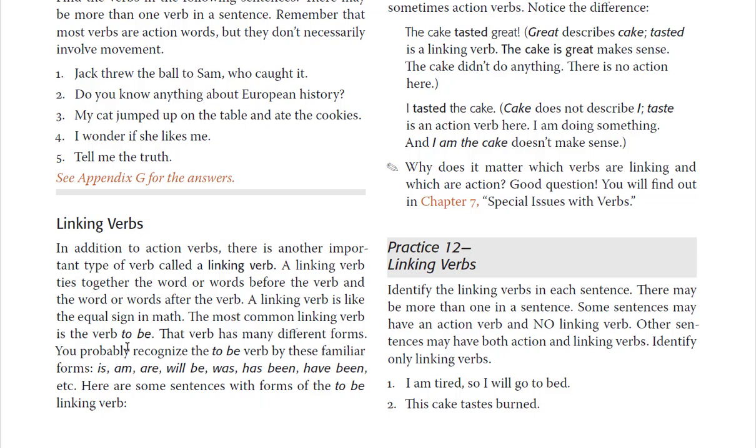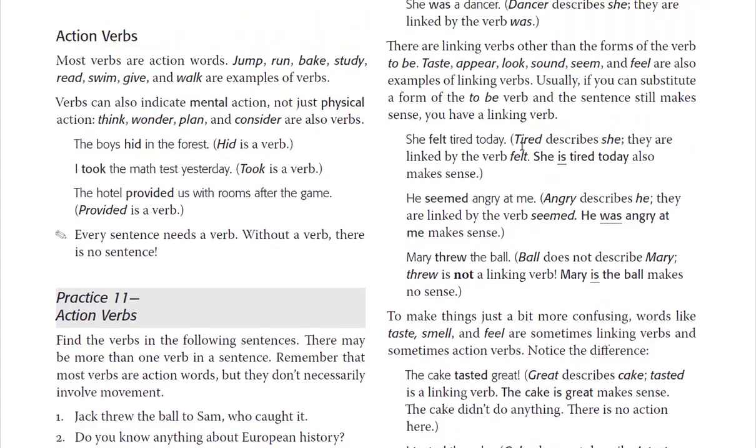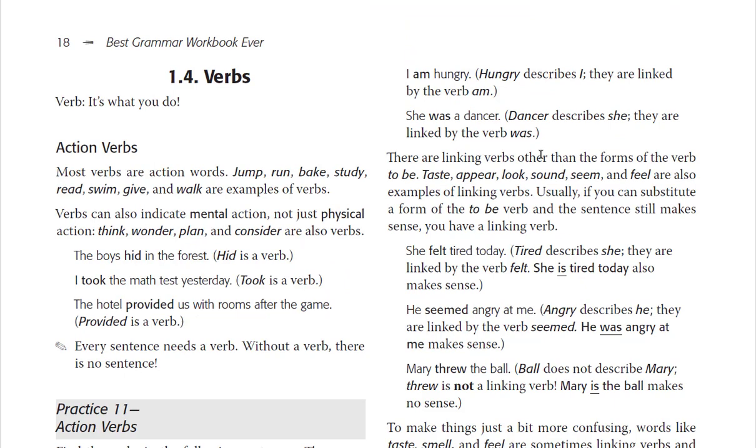So is, am, are, will be, was, has been, have been are all examples of linking verbs using the verb to be. So here are some examples. Here you have: I am hungry. So hungry describes I. She was a dancer. Dancer describes she.